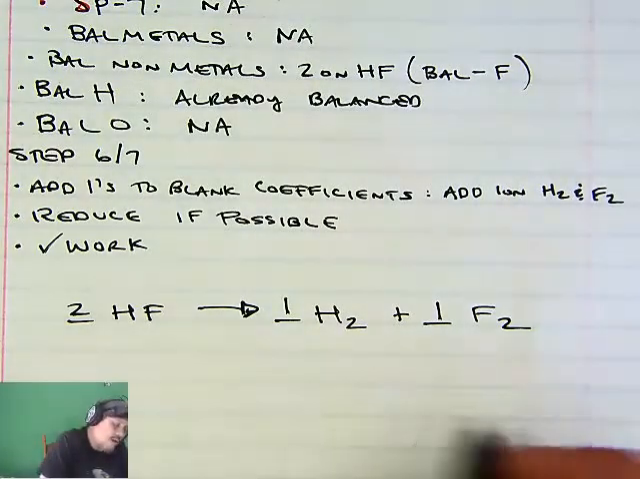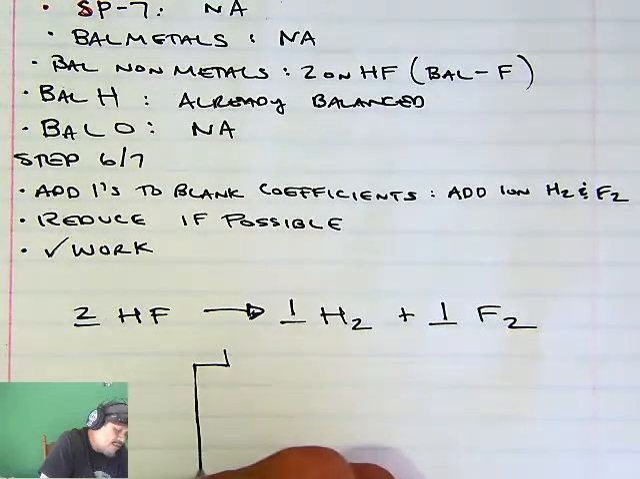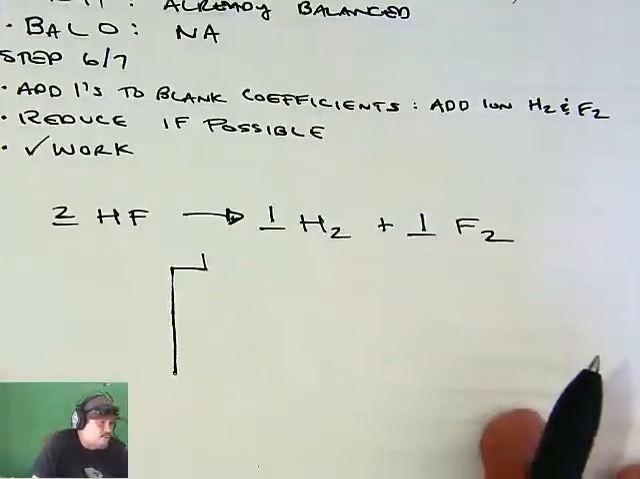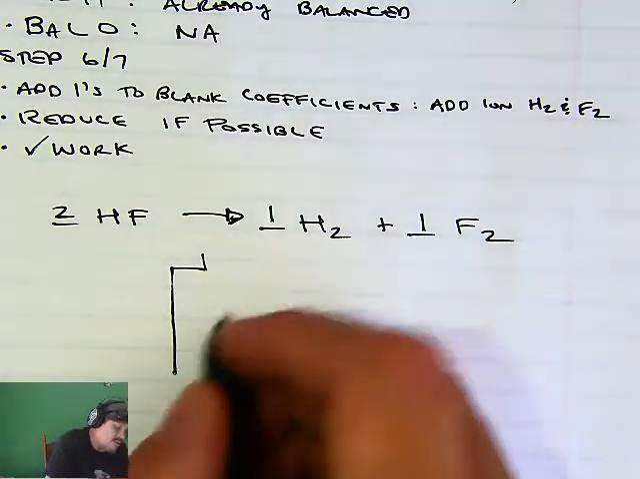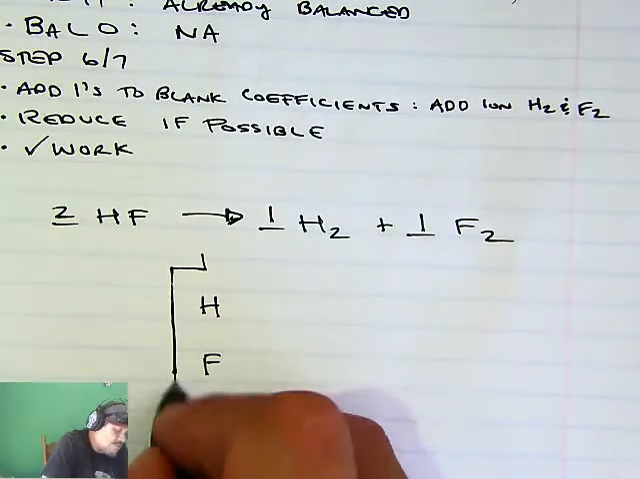Okay, now I check my work. Remember, checking your work is making sure that both sides have the same amount of the elements. Okay, and here's where this is just bookwork. List all the different elements that you see. I see hydrogen and fluorine. Those are the 2 different elements.